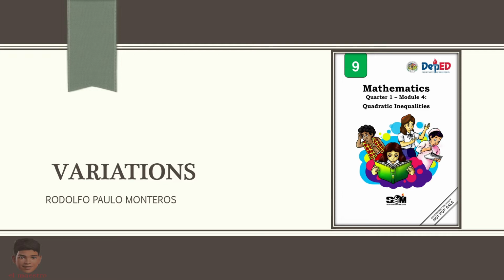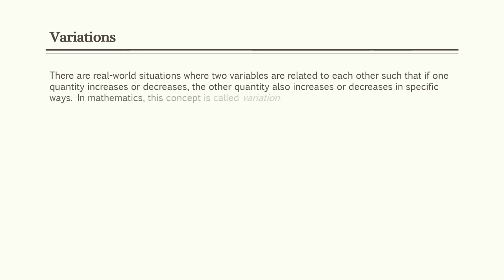Okay, let's do this. But before anything else, let's define first what is a variation. May kasunod pa tong variation na to, pero for now, pag-uusapan natin muna yung isang klase ng variation. So, if you're ready, let's define variation. According to the definition, there are real-world situations where two variables are related. So, importante ito, no?